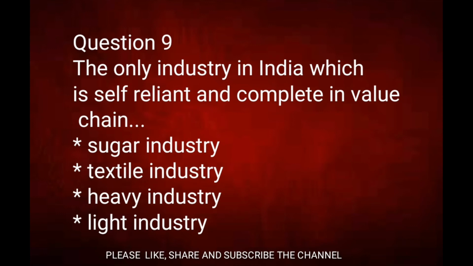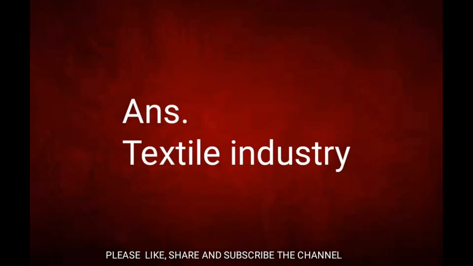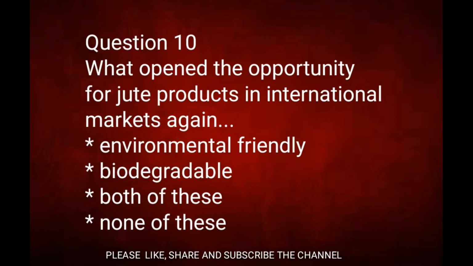The only industry in India which is self-reliant and complete in value chain. Sugar industry, textile industry, heavy industry or light industry? And the answer is textile industry. It is the only industry which gets its raw material from India and final product is also completed in India only.